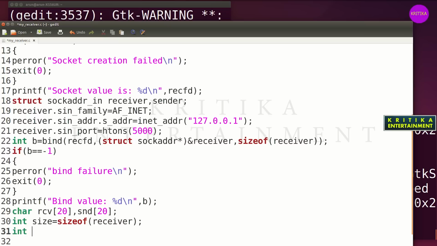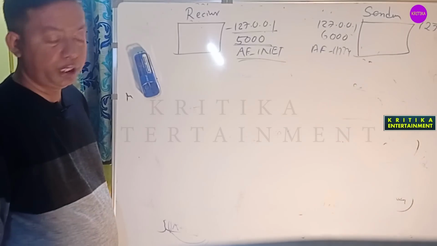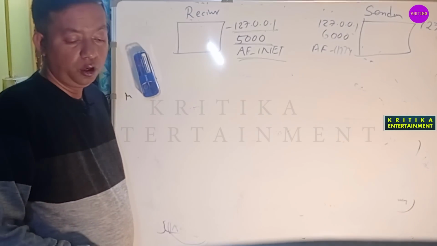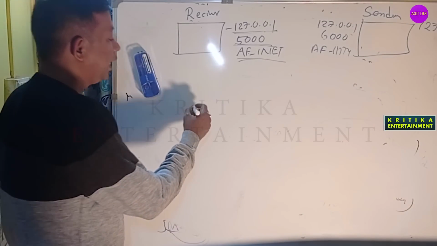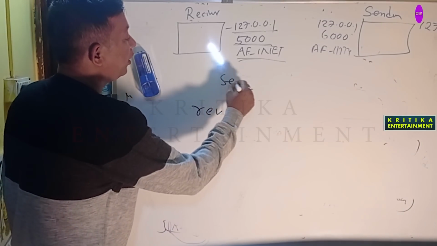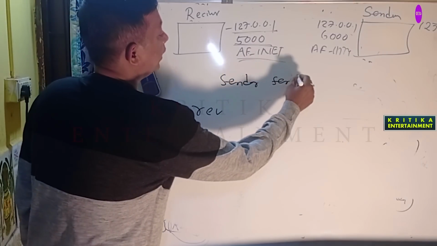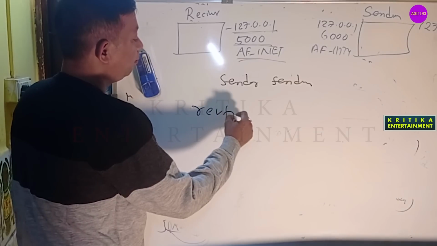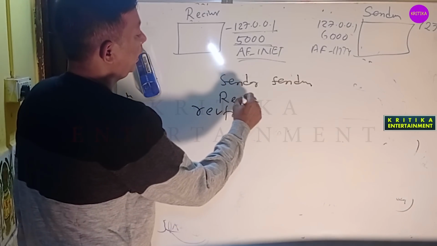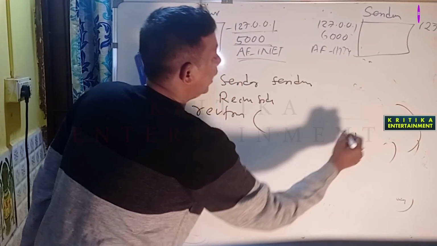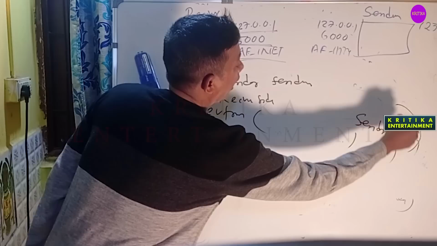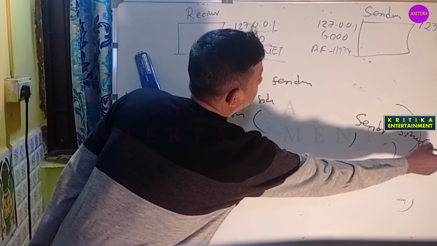int r is equal to recvfrom, also same as sendto, it also takes 6 arguments. Though the receiver is sending, the sender is sending, then you will write if sender sending. So recvfrom, in the receiver side, will pass the last two arguments as sender and size of sender.